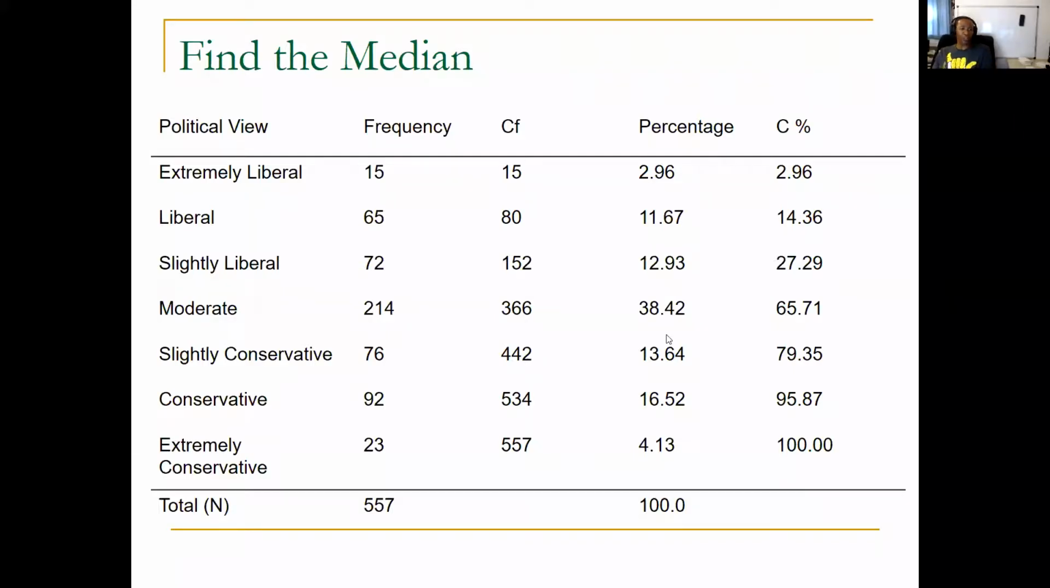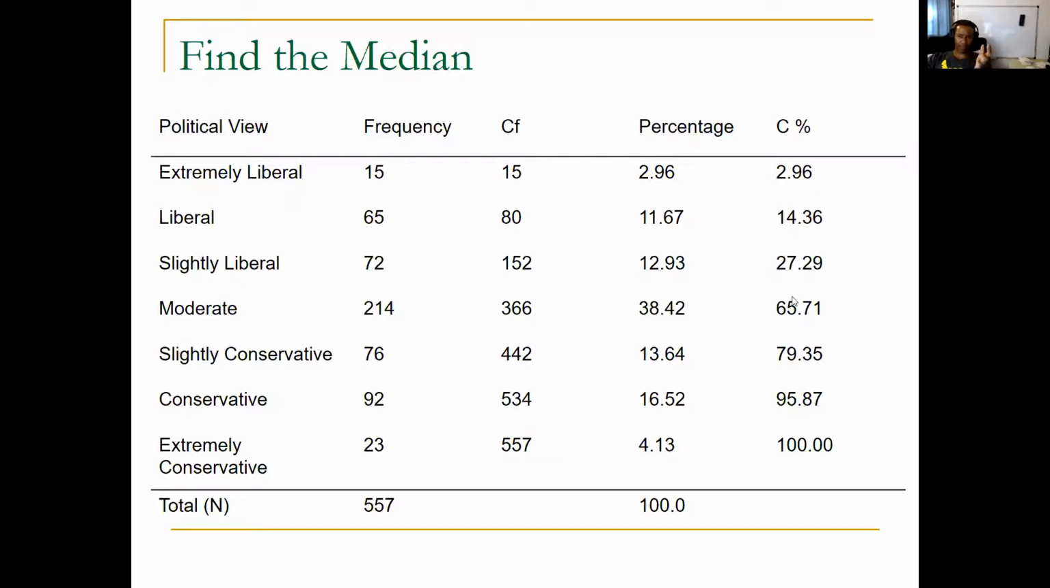All right, so let's go ahead and give that another shot. Let's just say we were trying to find the median here. We have the frequencies, cumulative frequencies, the percentages, and the cumulative percentages already lined out for us. So what would we do here? To find the median, again, you find the middle, the 50% mark. It's going to be in between 27.29 and 65.71.